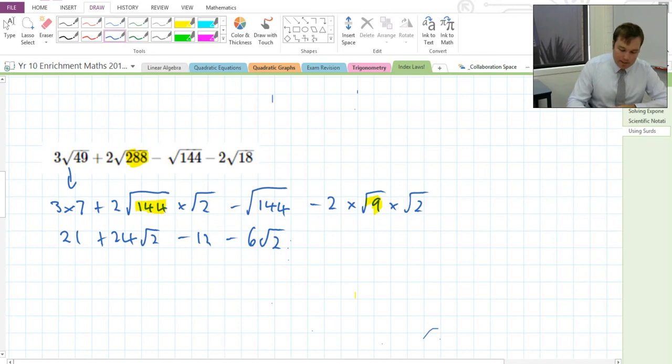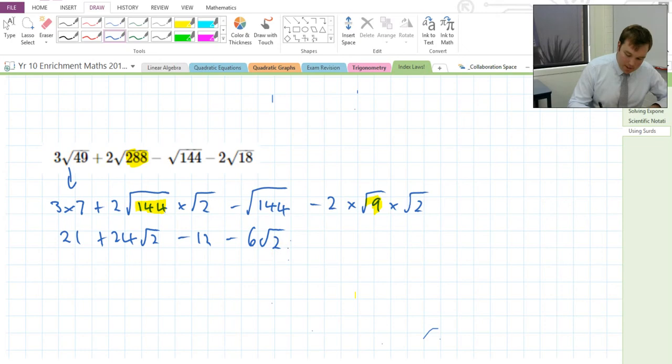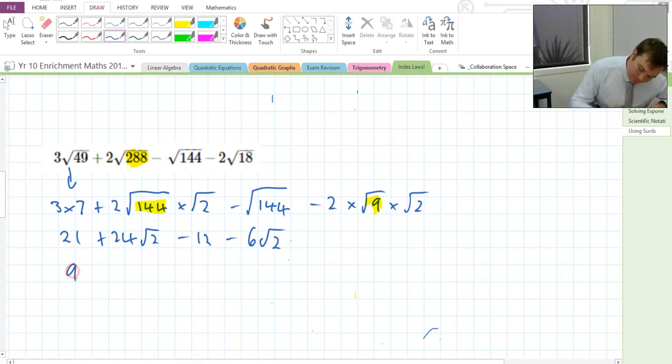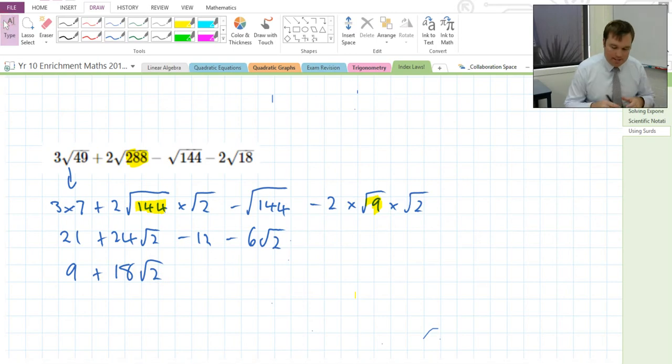Now, collecting like terms. Like terms are the root 2 terms and the integer terms. 21 take 12 is 9. Then we have 24 lots of root 2, take away 6 of them, we're left with 18 lots of root 2. Sorry, I said root 6, root 2. And that's as simple as you can go.